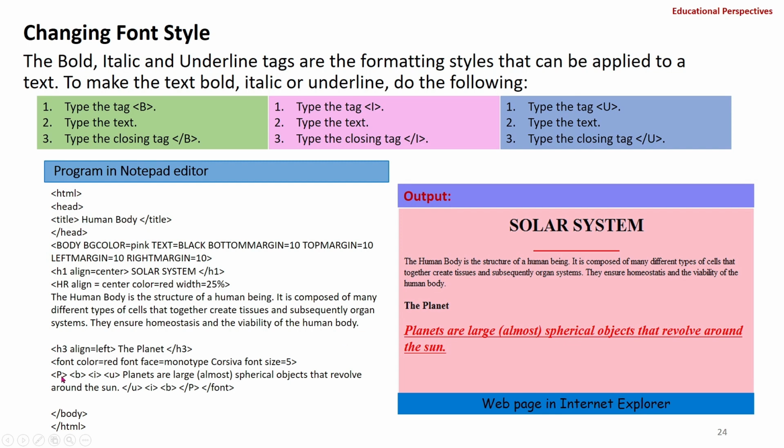So here is P, the paragraph, bold, italic and underline. Planets are large, almost spherical objects that revolve around the sun. /U, /I and then /B and /P. Then I will end my font tag with /font. Then my body tag and then the HTML code will end.